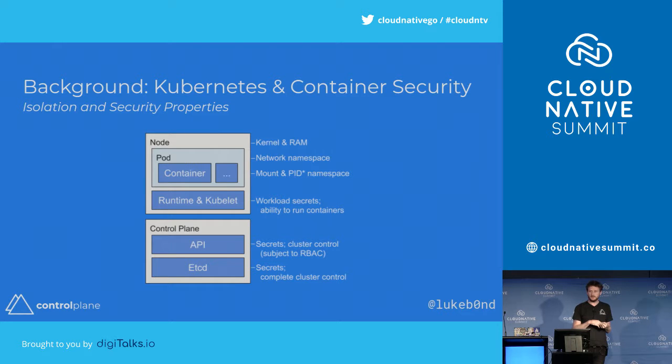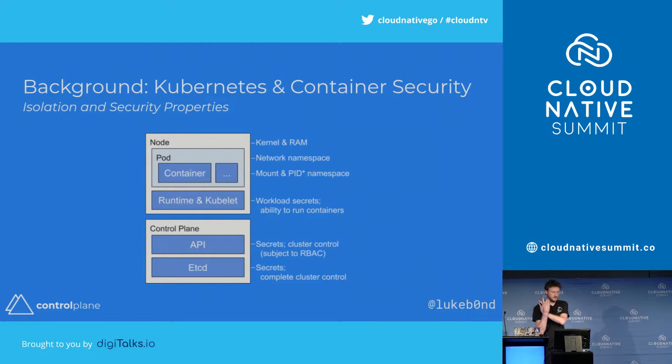So if you can get access to the container runtime, then you can presumably run containers on the host. Maybe you can even run them with high privilege. That would be a nice thing for an attacker to be able to do. If you can talk to the kubelet, you might be able to get some secrets about the workloads that are running.